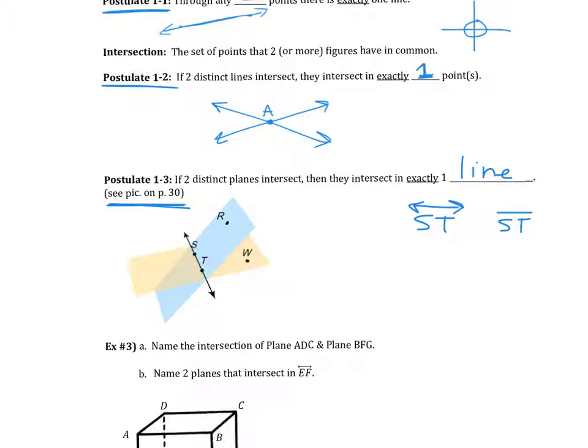What is true of planes? They go on forever, right? Forever this way, forever that way. So when two planes intersect, their intersection goes on forever, okay? So when two planes are intersecting, you want to make sure it's a line, not a segment, because the line will just keep going, okay?